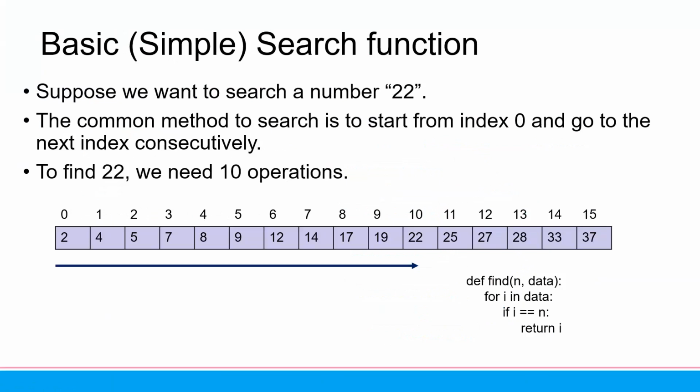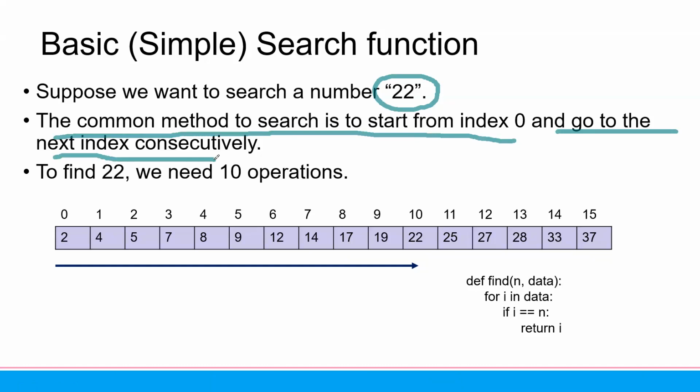Now this recursion can be done in any kind of problems. For example, searching. When you want to search a number in a list, what will you do? If you want to find number 22, the common method to search is to start from index 0 and go to the next index consecutively.